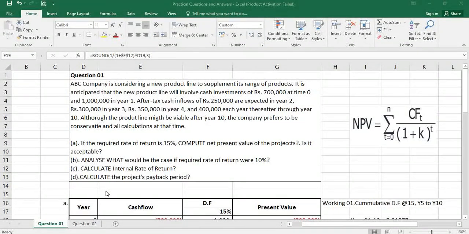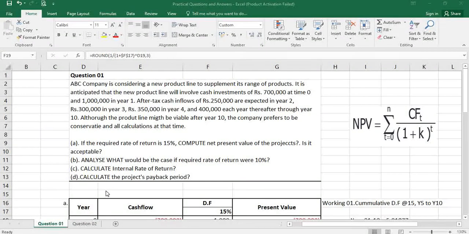Although the product line might be viable after 10 years, the company prefers to be conservative and ignores all cash flows after that time. What is required? A, if the required rate of return is 15%, compute the net present value. Is it acceptable? So let's do this question.